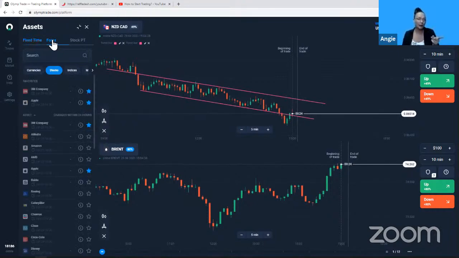Yeah, another thing that I want to mention is that, we spoke about this yesterday in our Traders Lab, that we do have two financial instruments. We have Forex and we have FTT.